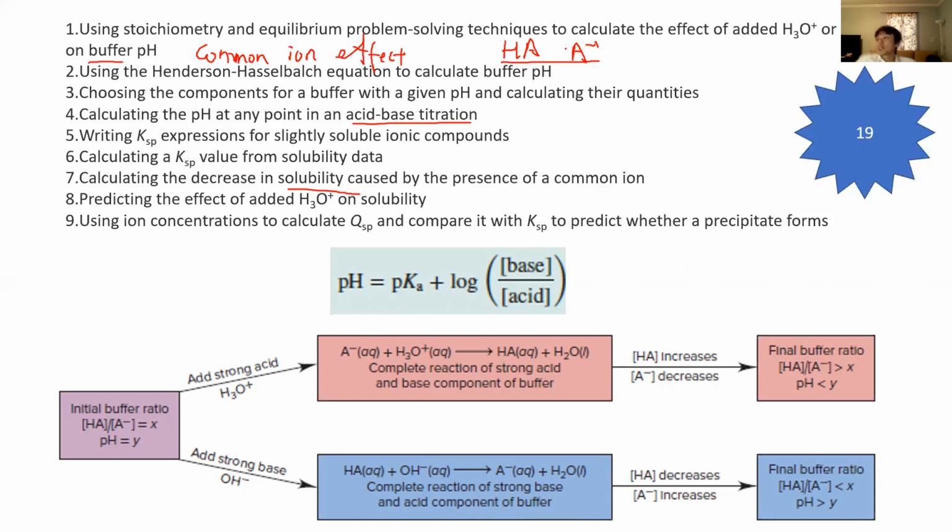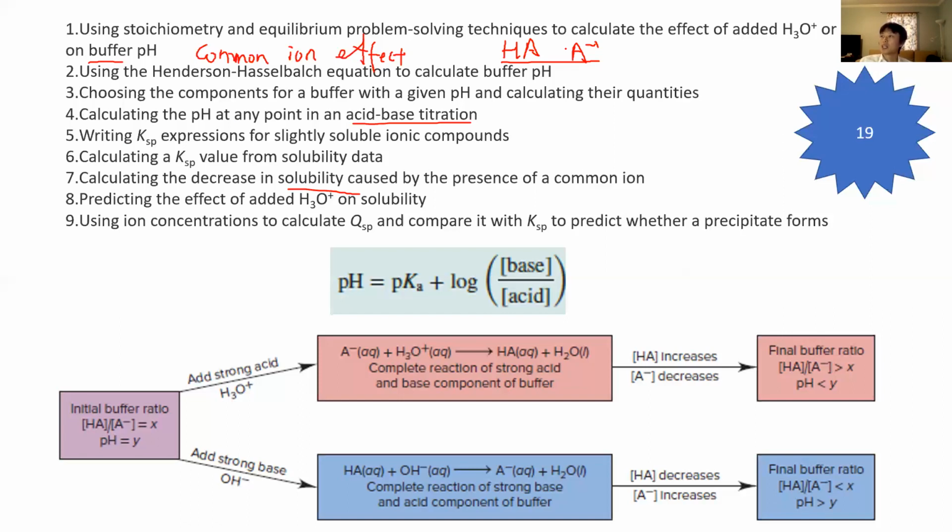A buffer basically reduces the change of pH when a strong acid or strong base is added into the system. Without the buffer, the pH is going to change dramatically because the acid and base added is strong. But when you have a buffer system, the pH change is going to be small.